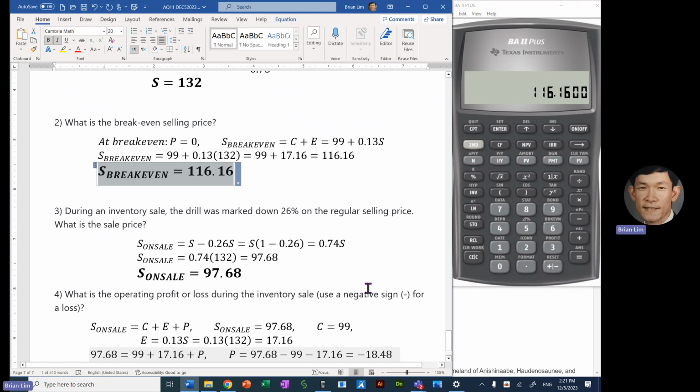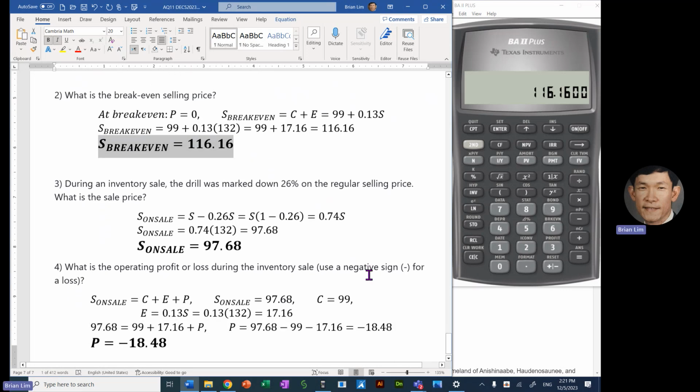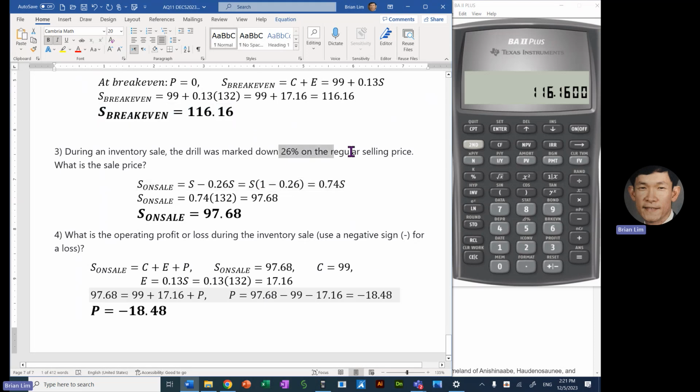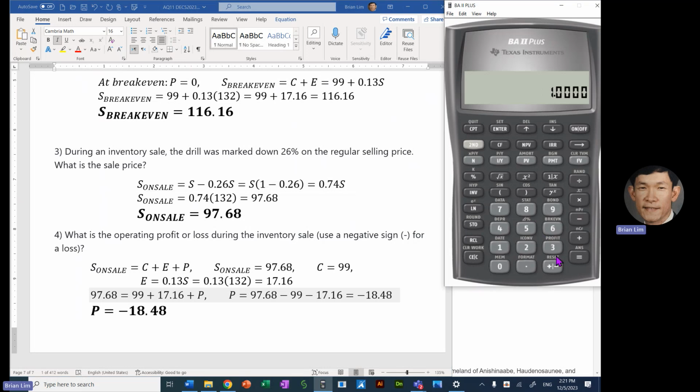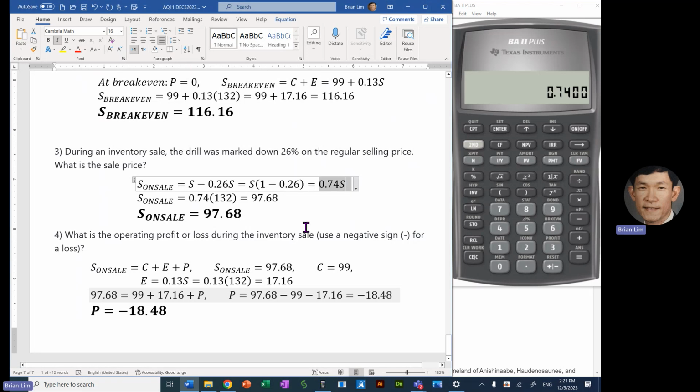$116.16. Now, during an inventory sale, the drill was marked down 26% on the regular selling price. Okay, so it means it was the selling price minus 0.26 of the selling price. And we can factor out the S and get 1 minus 0.26. So if we do that, 1 minus 0.26, we'll get 0.74S, as we see right here.